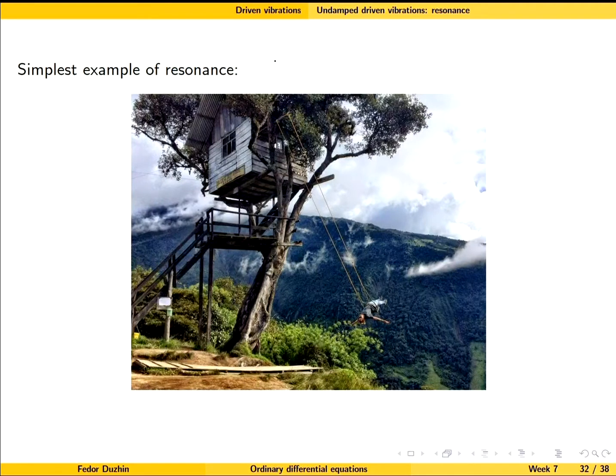Now the last case that we're going to consider is resonance. The simplest example is a swing. How does a swing work? It is moving to the right, and then you try to push it further to the right. If it is moving to the left, you try to push it further to the left. Which means that the frequency of the driving force, which is your pushing, is the same as the frequency of the swing itself.